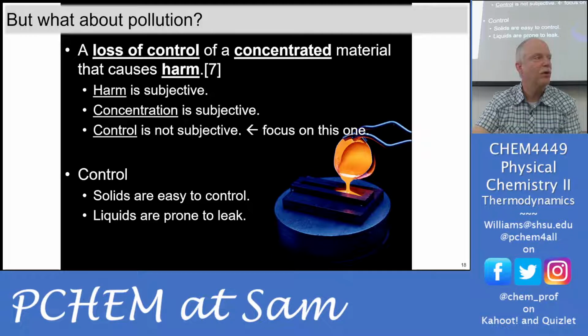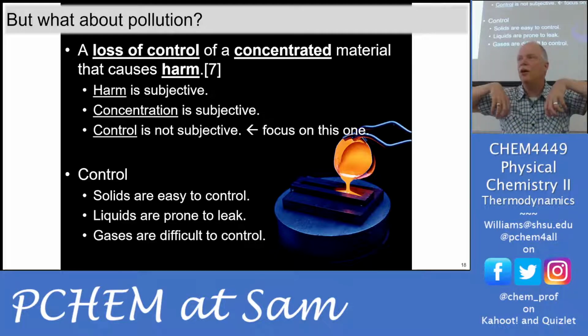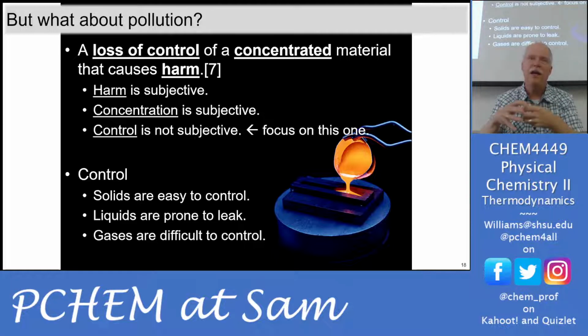And so solids are easy to control. And liquids are prone to leak. If you have tanks with liquid waste, you've got to make sure that you monitor that. And gases are difficult to control. And so we try to scrub all of the harmful components out of those gases to turn them into a liquid aqueous form. And then we'll boil off the water and trap those gases in a solid. And so now we have solid waste from our coal-fired power plants.